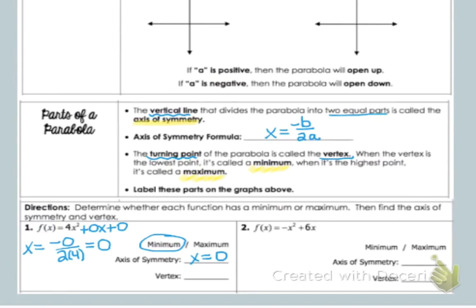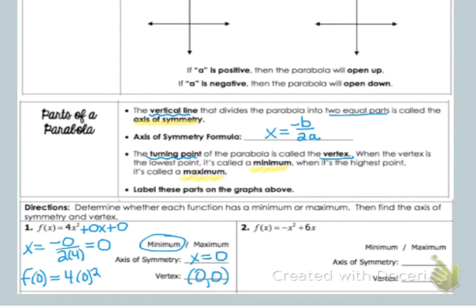If I want to find the rest of the vertex, I know that the vertex is going to contain that x-coordinate from the axis of symmetry, but to find the y-coordinate, I'm going to find out what f of 0 is. I'm going to take that and plug it into the function and see what the output would be that goes along with it. And so when I square 0, of course I get 0. Multiply by 4, I get 0. So this is going to have its vertex at 0, 0.